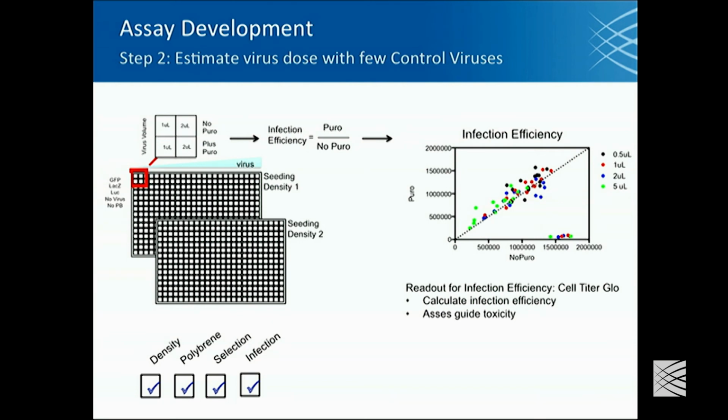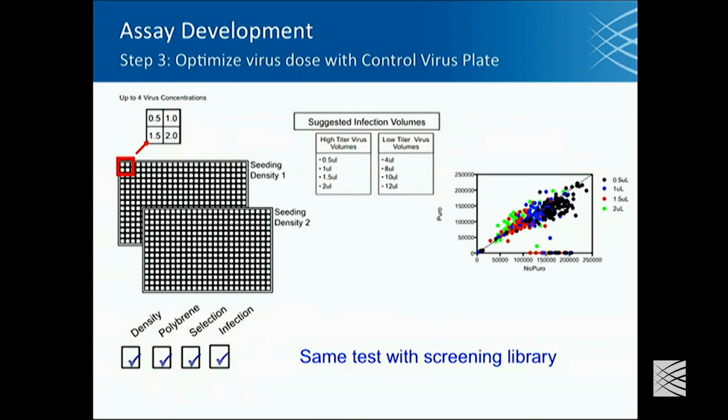How you would do this readout for infection efficiency is you would use CellTiter-Glo. It's a very simple assay. It doesn't take very long to read at all, and we have the machine to actually read out your plates.